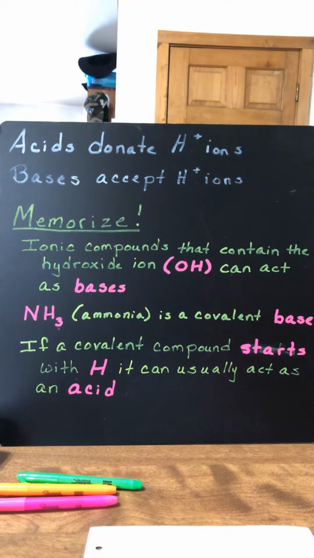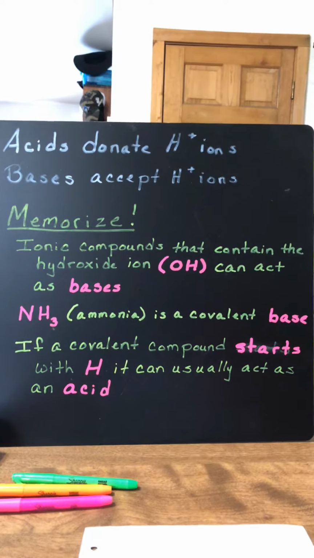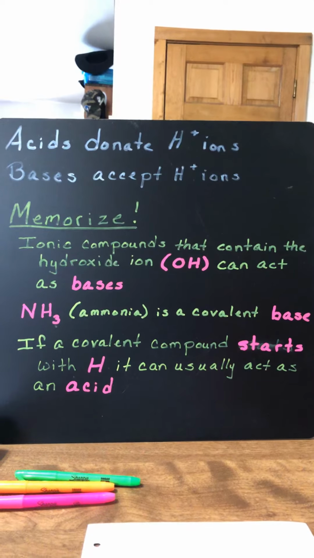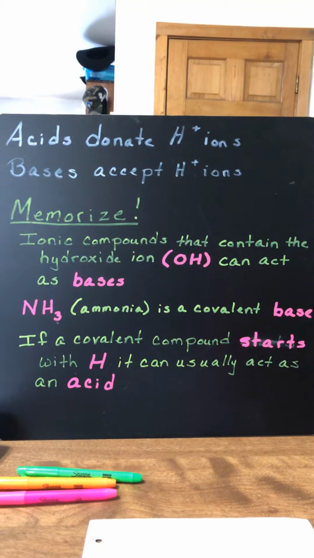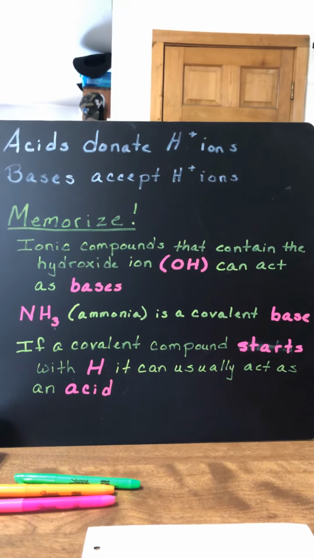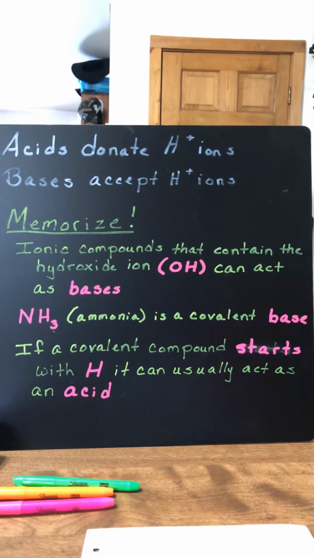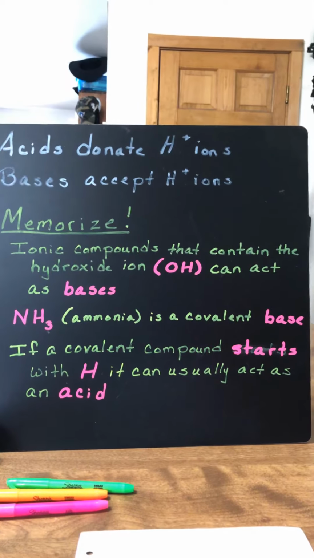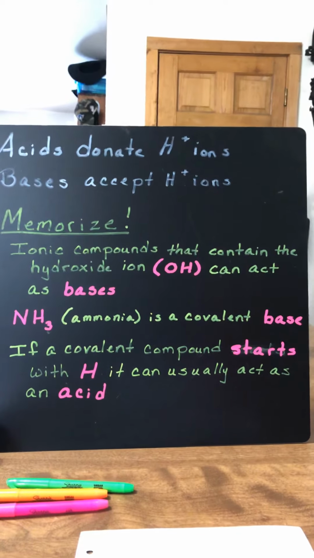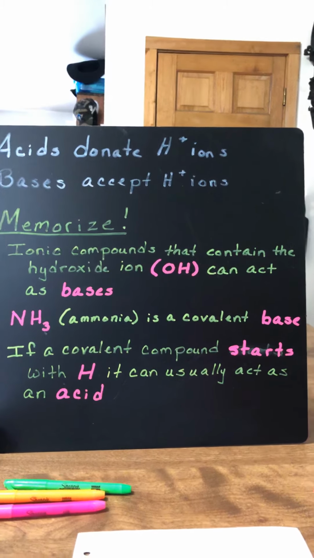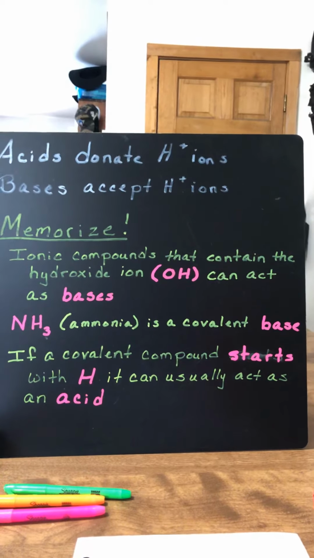Ammonia is a covalent base, and if a covalent compound starts with hydrogen, it usually acts as an acid. In determining if a chemical is an acid or a base, make sure that you watch for these things. We say if it begins with an H, it usually acts as an acid. Remember, there are some exceptions. Those amphoteric chemicals that can act like either an acid or a base.